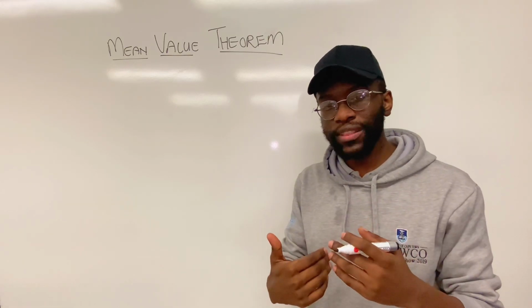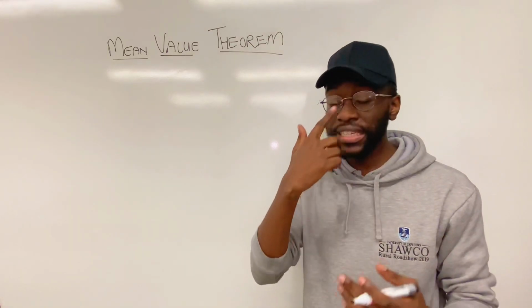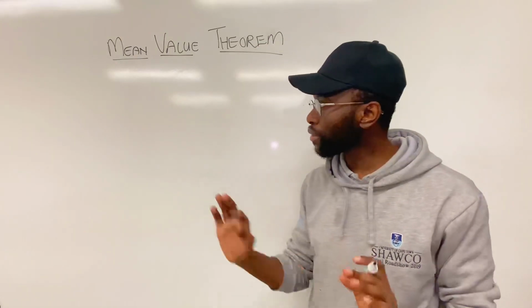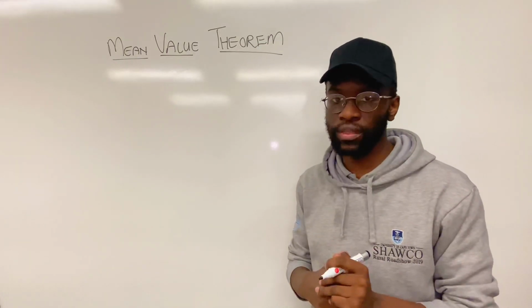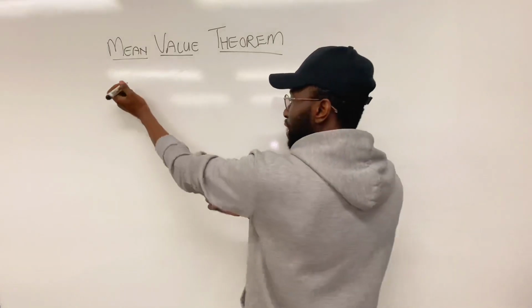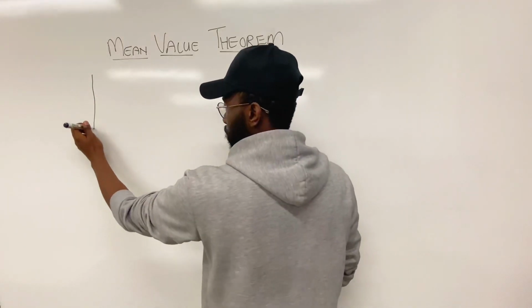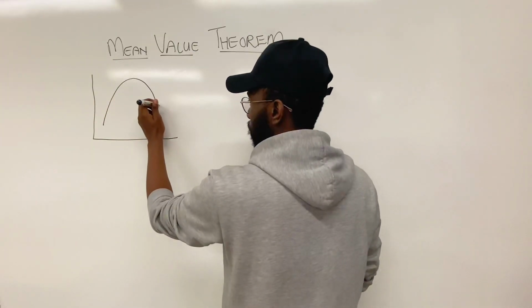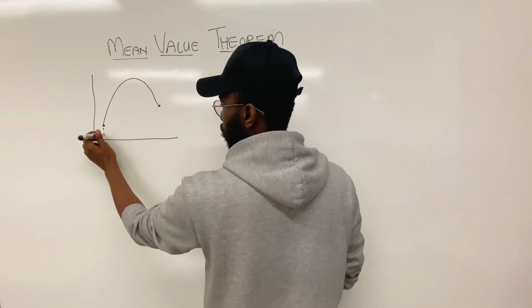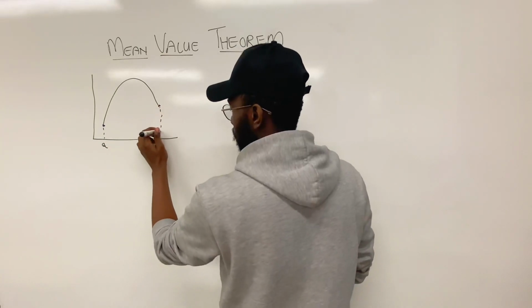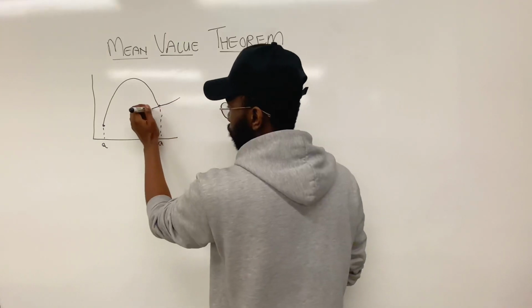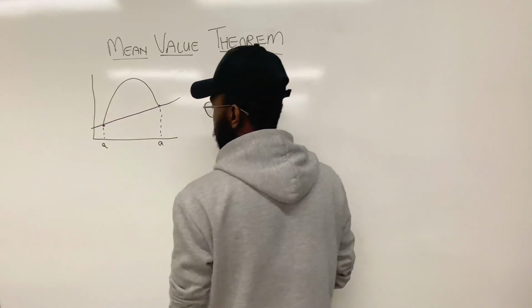Now that we've spoken about the derivative function and we did some differentiation from first principles, let's discuss briefly the mean value theorem. Now, what it says is that if you have a function, some curve between point A and point B, and you join those 2 points using a secant.